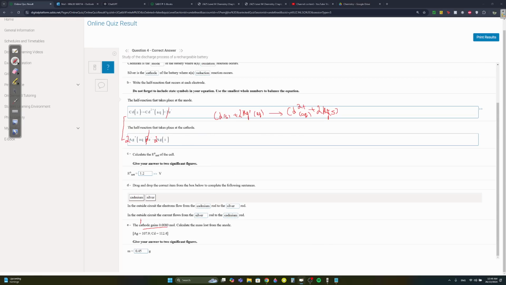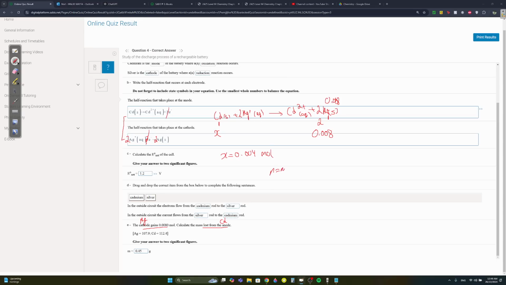If the cathode Ag gains 0.008, so this gains 0.008. How much is lost from the anode, Cd? You have 2 here in the reaction, but how much was actually gained? 0.008. It goes to the anode. How much is here? 1. How many moles do we need? X. You can cross multiply and find the moles, 0.004. Then, like we said, you get n is equal to 0.004 mole.